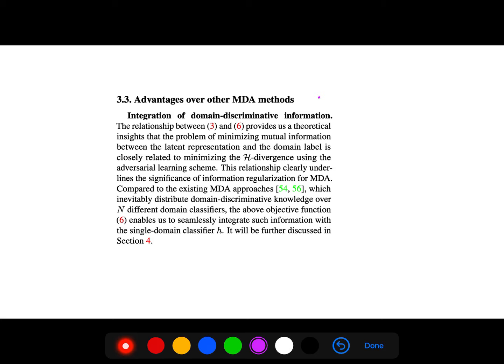Now they talk in this section about the advantage over other MDA methods, other multi-source domain adaptation methods, because they are using an information theoretic approach. Then they say that the relationship between 3 and 6 provides us a theoretical insight: minimizing mutual information between latent representation and the domain label is closely related to minimizing the H divergence using the adversarial learning scheme. This relationship clearly underlines the significance of information regularization for multi-source domain adaptation.